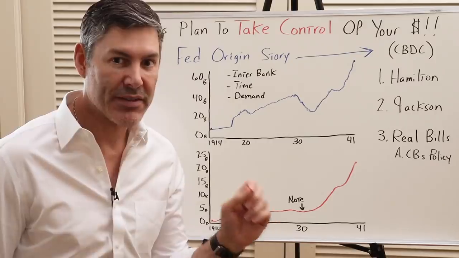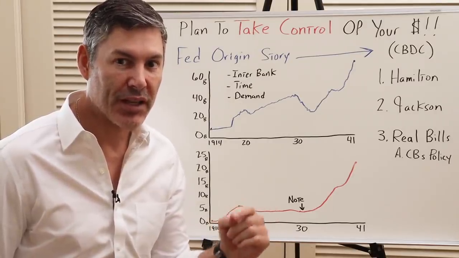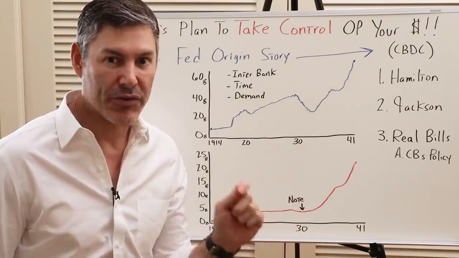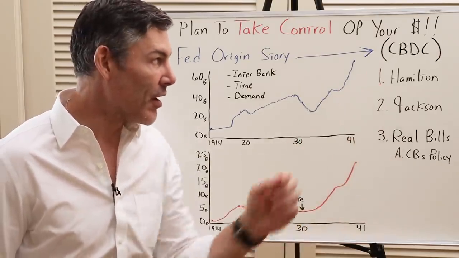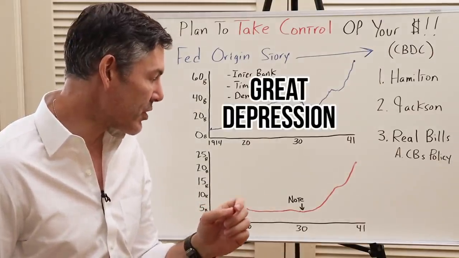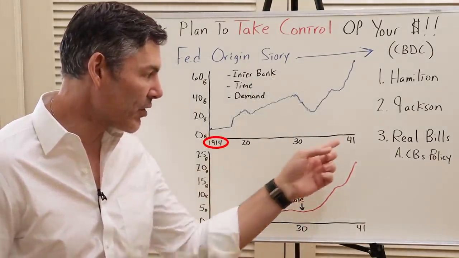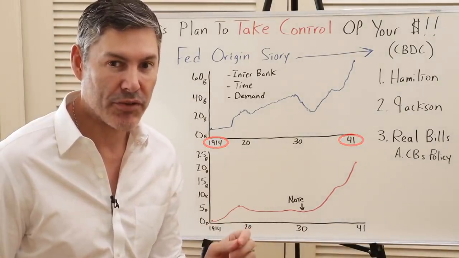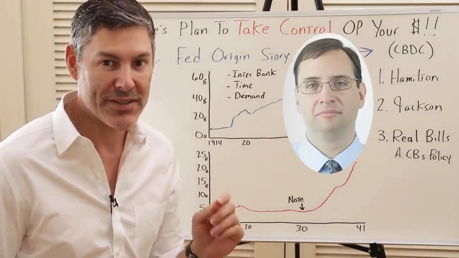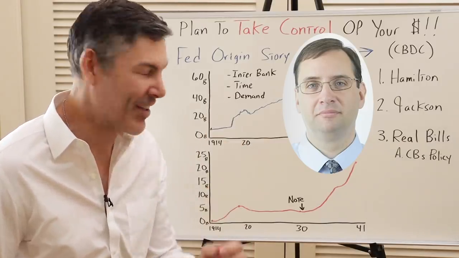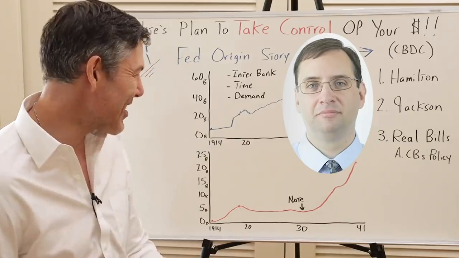For the next set of clues that can shed light on what the motivation may be now for central bankers adopting a central bank digital currency, let's go to the Great Depression. I've got a chart starting at 1914 all the way to 1941. And these charts were given to me by Jeff Snider, my good buddy. So Jeff, thank you very much. Hat tip to Jeff.